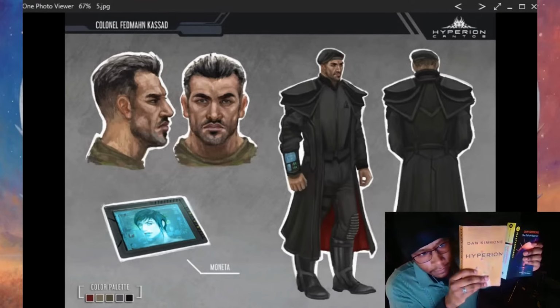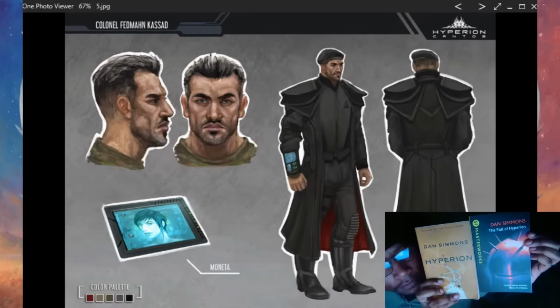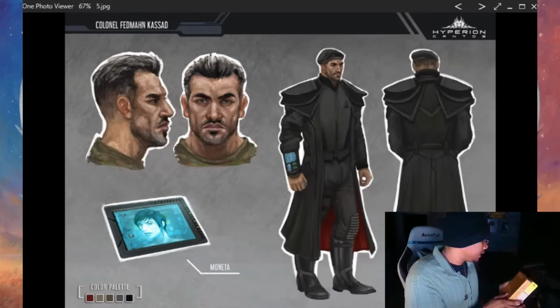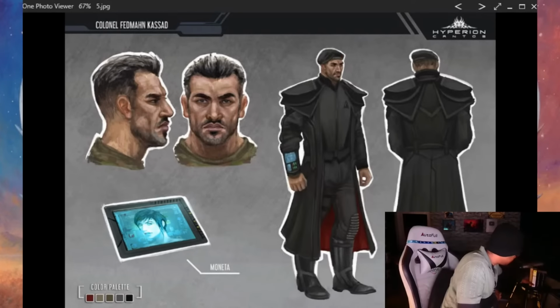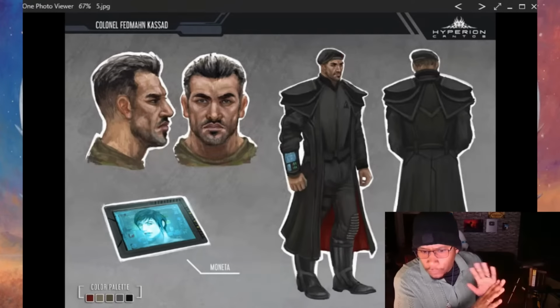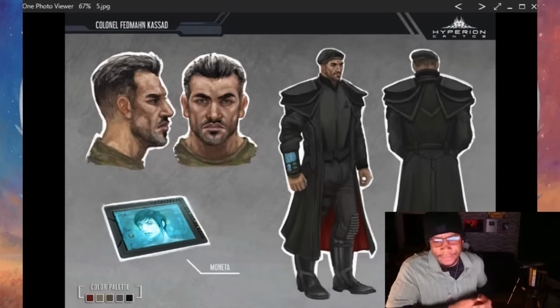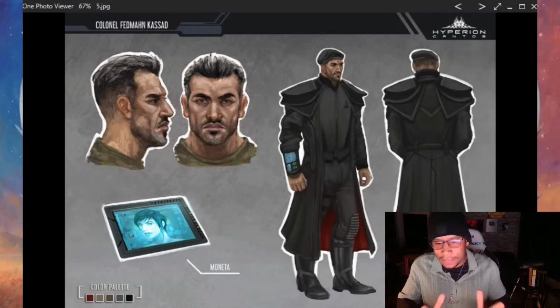See, I've got the paperbacks. You know, hardcovers of Hyperion are actually very difficult to find, and I really wish we had a nice set of hardcovers for all four. That'd be really awesome. Folio Society, looking at you. You guys should totally do it. But yeah. That's the deal with Kassad. That's why he's coming to Hyperion.